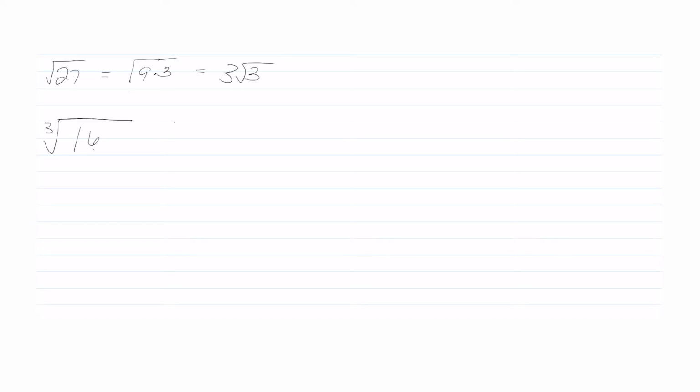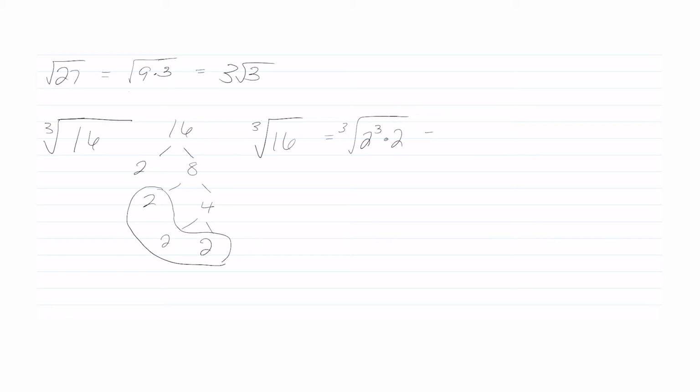Similar strategy, we're going to take our 16 and break it down into its factors. 16 is a multiple of 2 and 8, and if we break it down completely, we see that 8 is really just 2 to the third power, 2 times 2 times 2. So we can rewrite the cube root of 16 as the cube root of 2 to the third power times 2, and then from there we see it simplifies down into 2 cube root of 2.